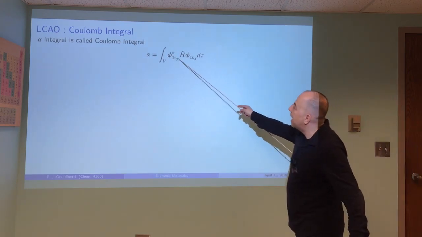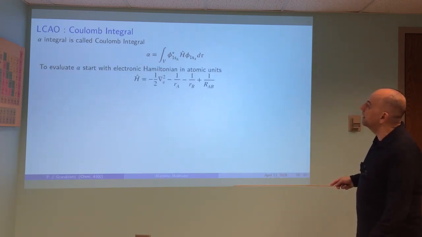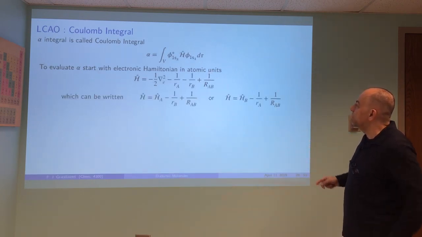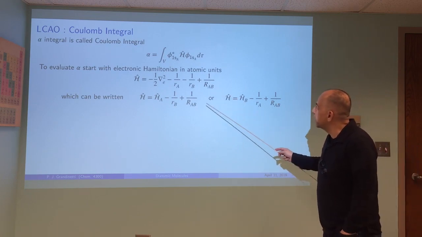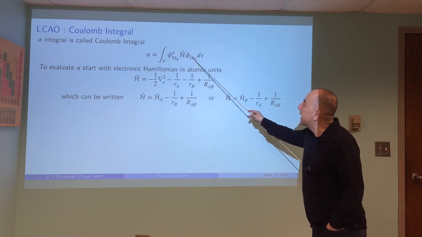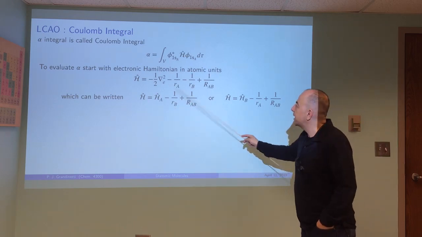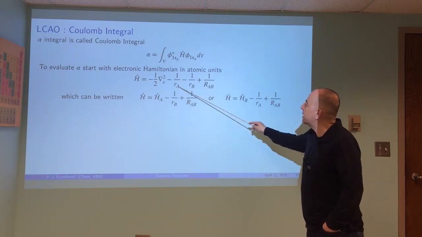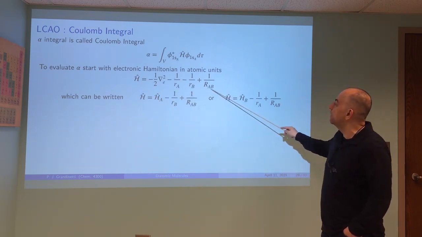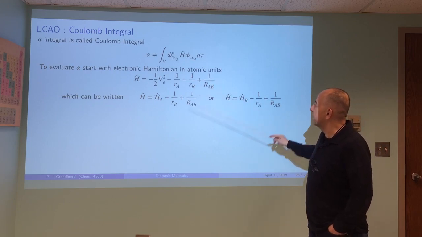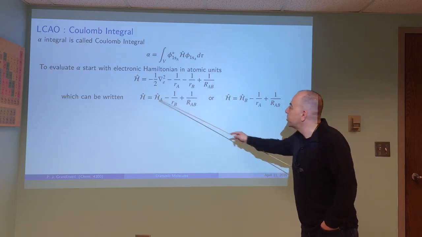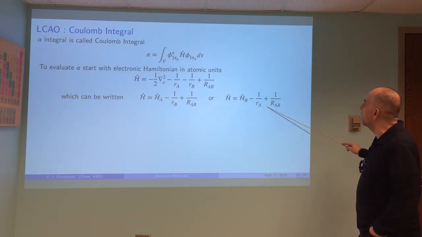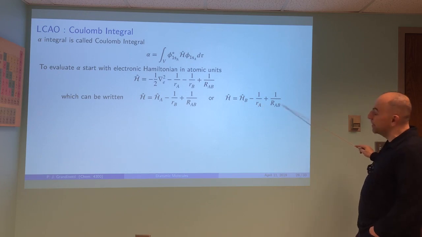The other one, alpha, is called the Coulomb integral, and to do that, we're going to have to plug in the Hamiltonian here, and we'll do this with a little trick. Since this is A and A on both sides, I'm going to rearrange this Hamiltonian so that it looks like this guy is just the interaction with A, and this guy is the interaction with B, and this is the repulsion term. So I'm going to rewrite it this way, where this looks like it's just interacting with the A nucleus, or this way, where it's only interacting with the B nucleus, and these are the other terms there.